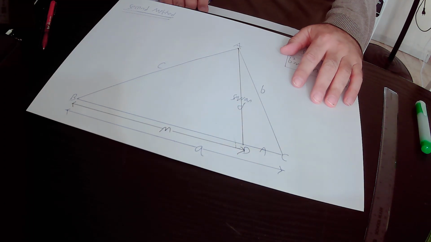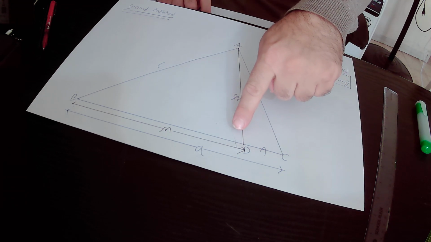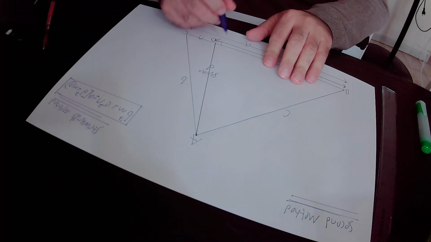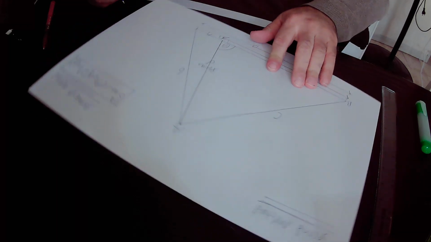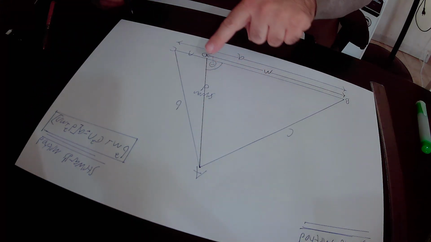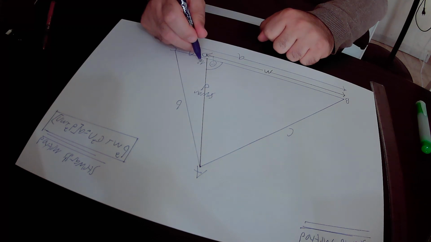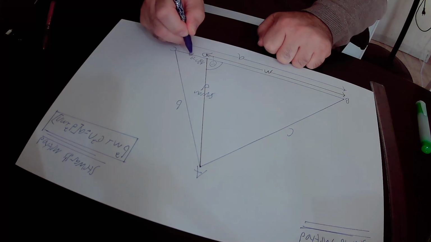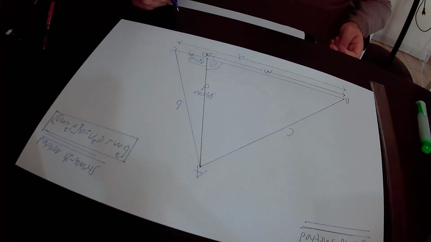In the second method, we define this angle ADB as theta. Therefore, the adjacent angle ADC must be equal to 180 degrees minus theta, according to rule number 1, that the sum of the angles from one side of a straight line is equal to 180 degrees.